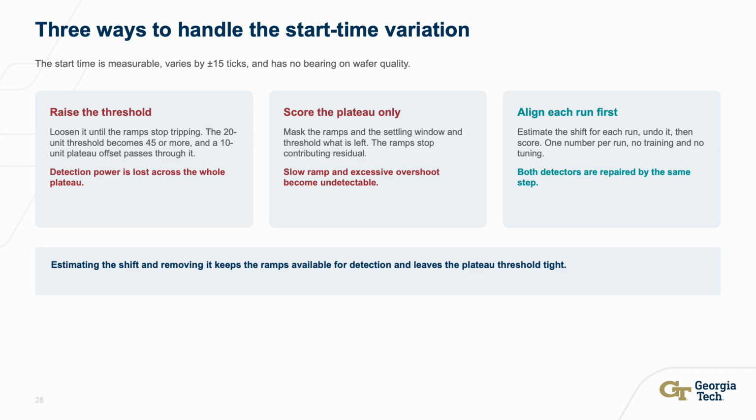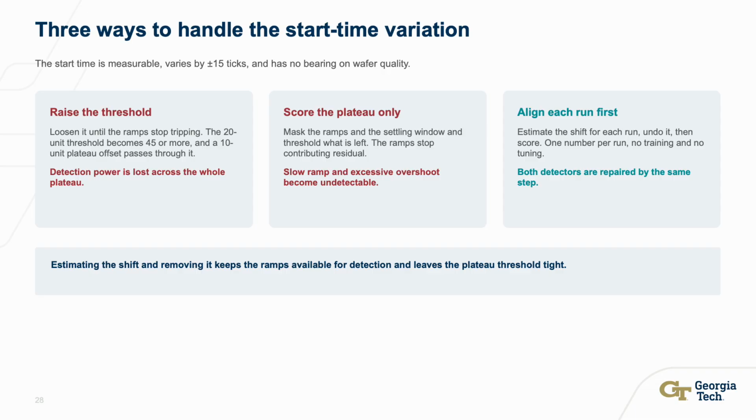Third, align each run first. Estimate the shift for that run and undo it, and then score. One number per run, no training set, no fitted parameters, no threshold to tune. The third option is the one to take, and the reason is that it removes the nuisance parameter instead of hiding it. The ramp stays available for detection and the plateau threshold stays straight.